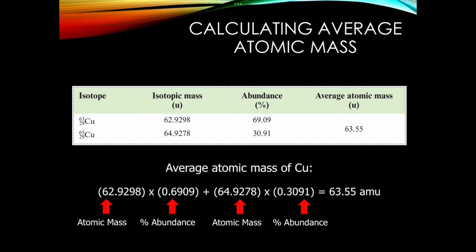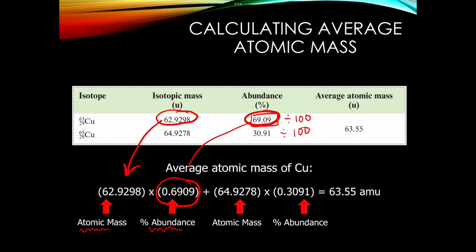The way that you're going to do it is you take your atomic mass times its percent abundance as a decimal. So you'll see here it's 69.09%. The way that you make that a decimal is you just divide it by 100. So both of these divide by 100. You'll take your mass times your percent abundance, right? There's our mass, there's our percent abundance. And then you're going to add it to the next one, the mass times the percent abundance.